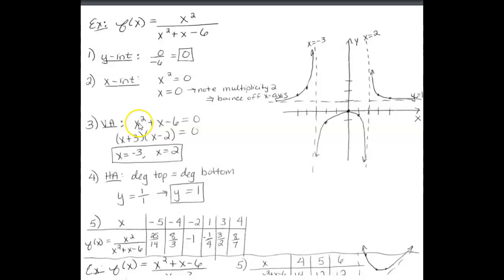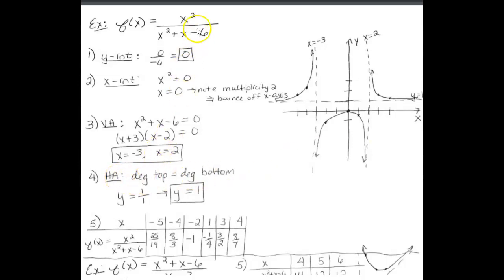Vertical asymptote: set the denominator equal to 0. This would factor into x plus 3 and x minus 2. So my vertical asymptotes are going to be at x equals negative 3 and x equals positive 2. Vertical lines.